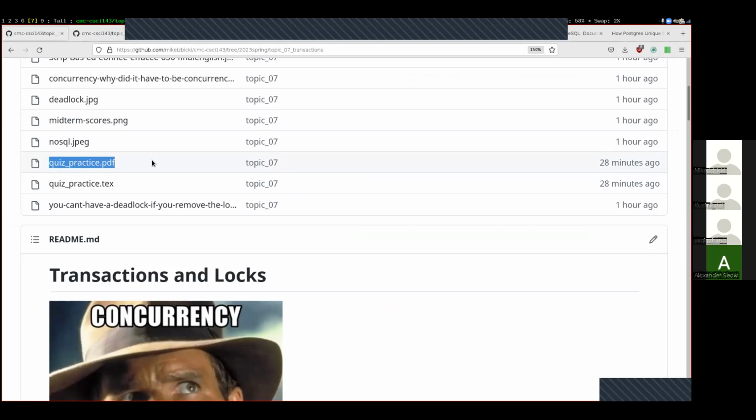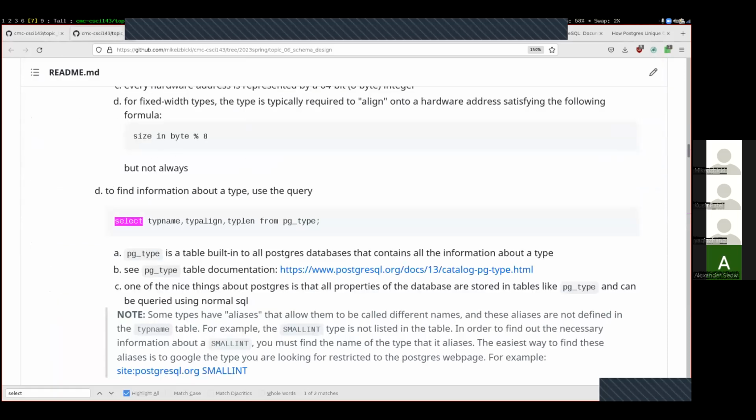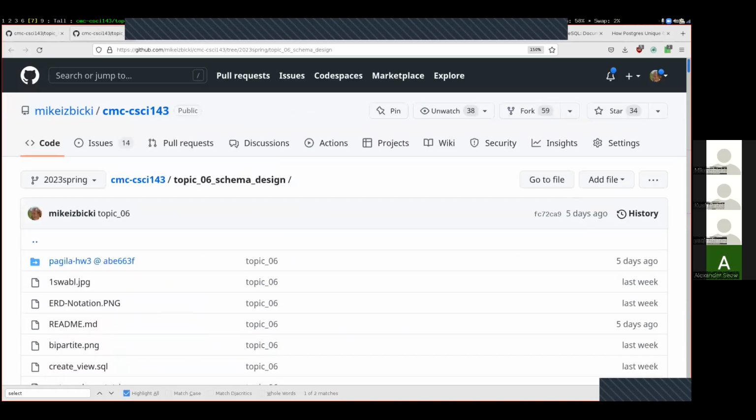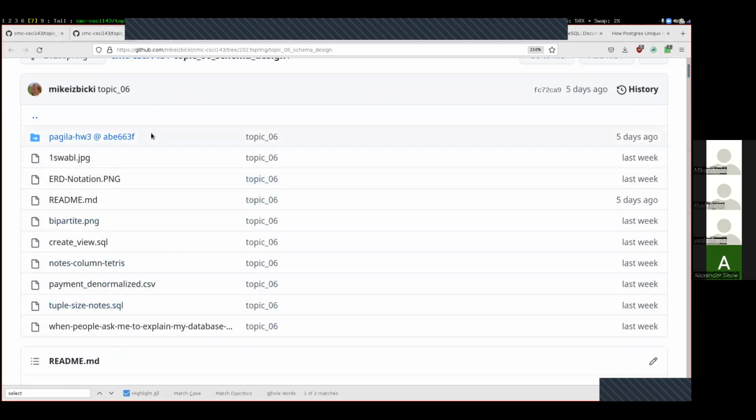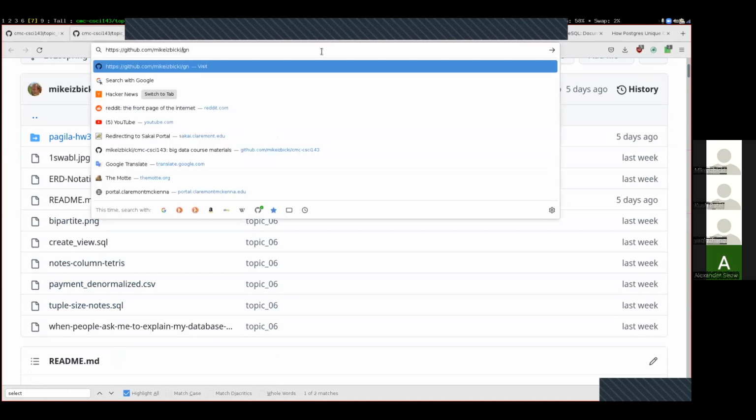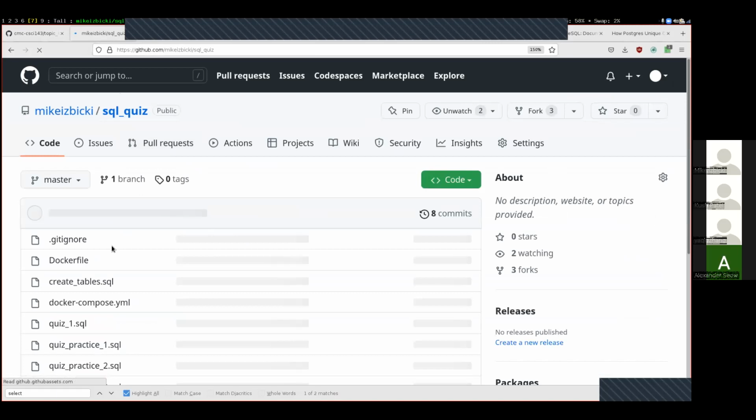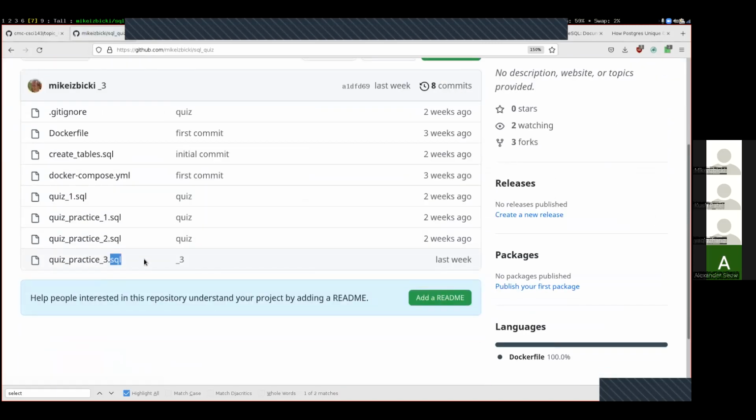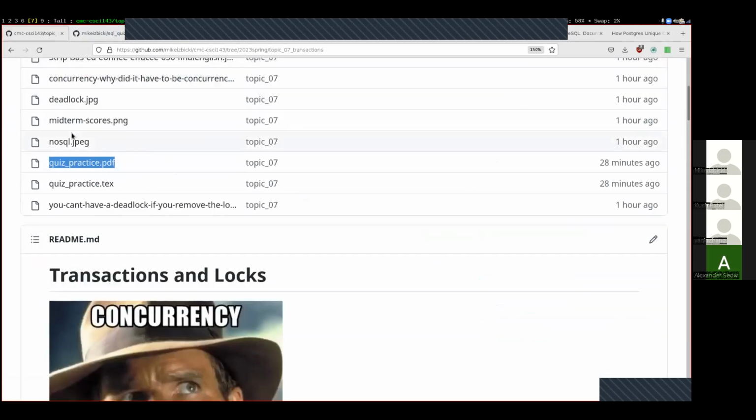The question is, do we have a SQL quiz this Wednesday? And the answer is yes. Next class period, we will have a quiz on the disk space that individual inserts take up in your tables. If you come back to last week's topic 6 folder, the practice for that is not in here. It is in the SQL quiz repo, and it's the quiz practice 3 right here. This is the practice problems for the Wednesday quiz. The stuff that we'll go over today is not for this week. It is for the week after spring break.